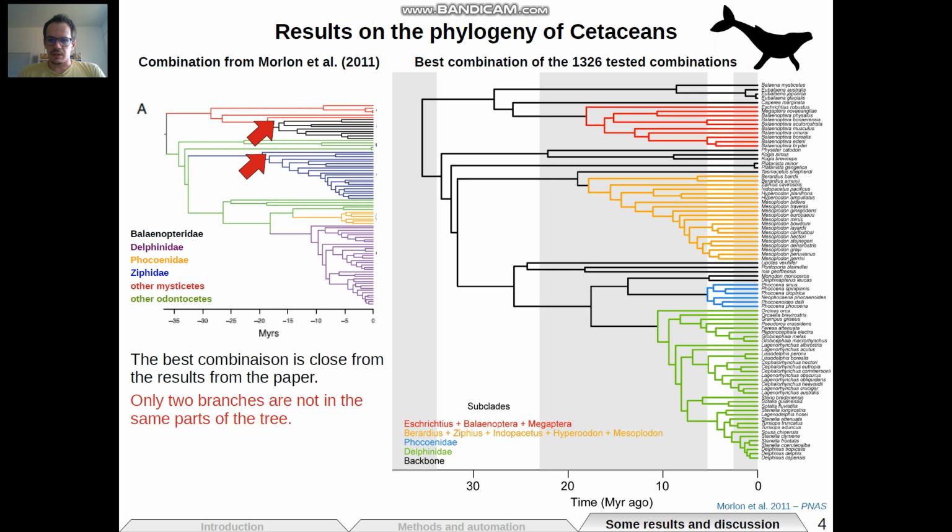So we can compare the result we have with the result from Morlon on the left, and actually there are only two branches that are different, not in the same part of the tree, between their combination and the best one we selected from the 1,326 we tested.